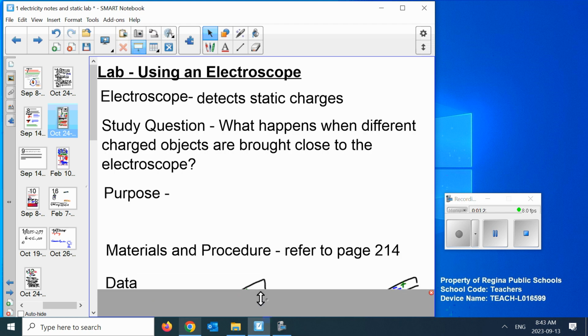And then materials and procedure refer to 214 data. So I guess we should turn to 214, eh? And I'm going to stop the recording. And for those of you on the recording, this lab doesn't do much visually because it's only through your screen. But as we take stuff up, we might.